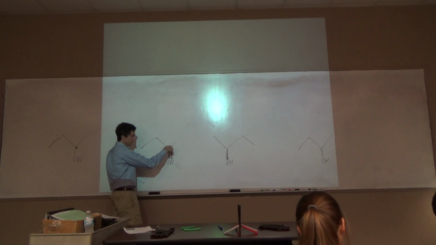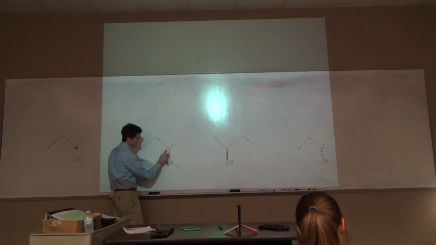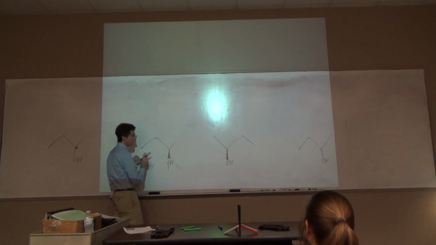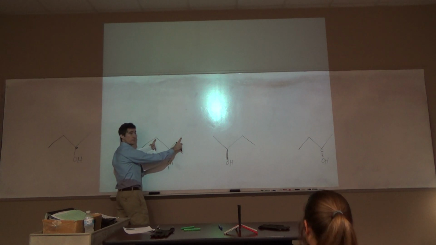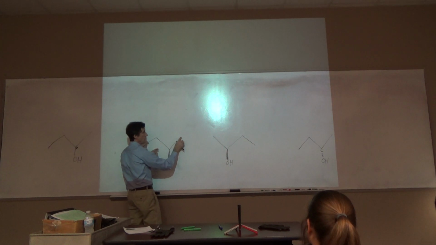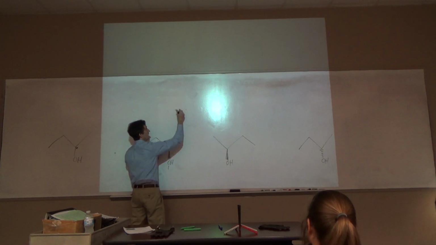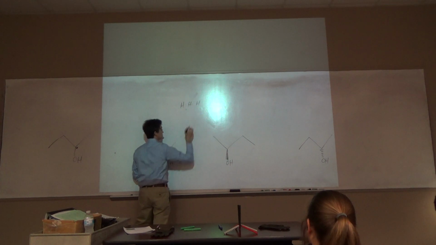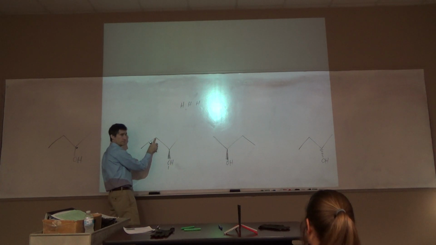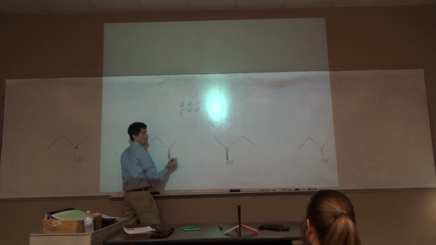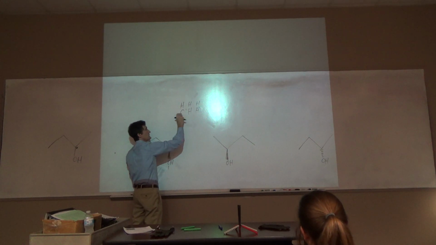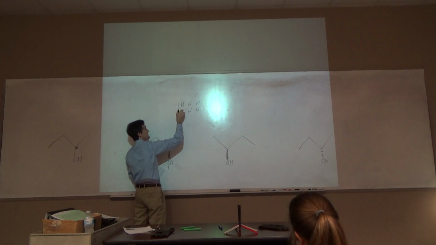What is the RS configuration of this carbon? What's high priority on this carbon? Oxygen's 1. What's 2? Carbon or carbon? Well, just like in the EZ nomenclature, if it's both carbons, you have to keep going. And the best way to do this is, what are the atoms on this carbon? H, H, and H. What are the atoms on this carbon? C, H, and H. And look at the first ones. You list these in high priority. Well, right here's your winner. C beats H.